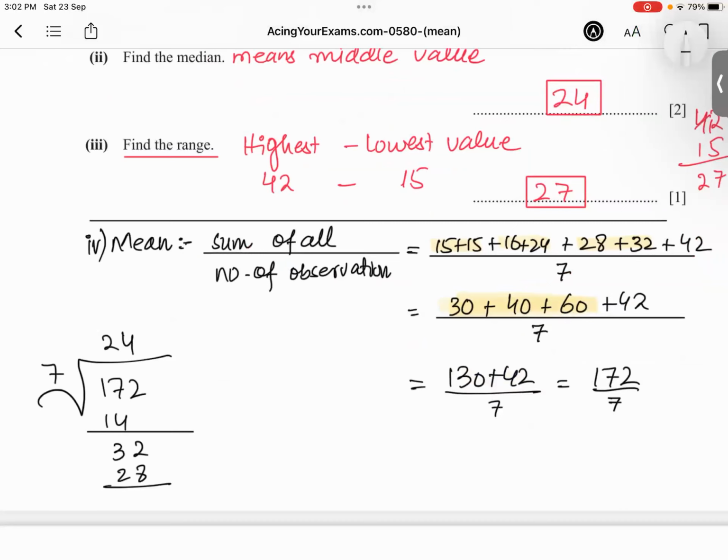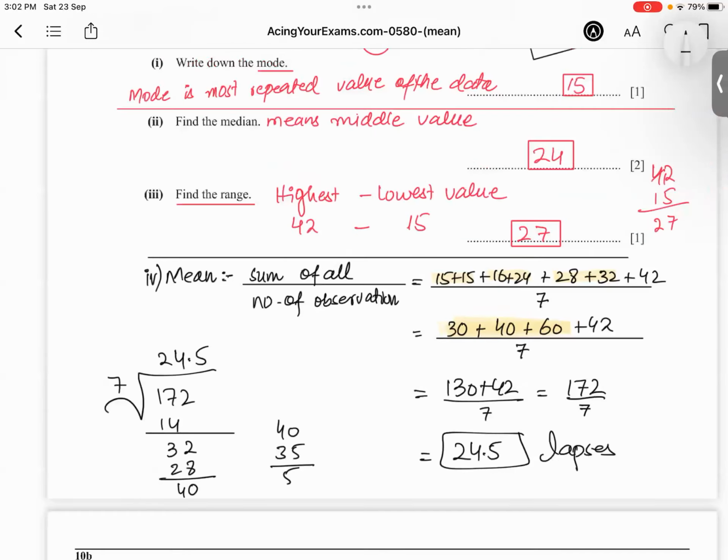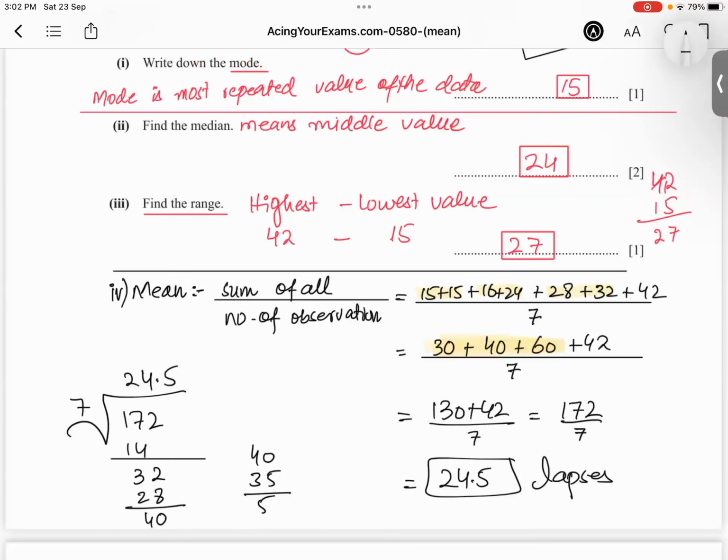So 4s are 28, and then we have 4 here. Then write a point and then make a 0. So it's 40. So 7 times 5 is 35. So I think that is fine. So 24.5 laps is the mean. Yes or no, everybody? I hope all of you understood this concept very well.